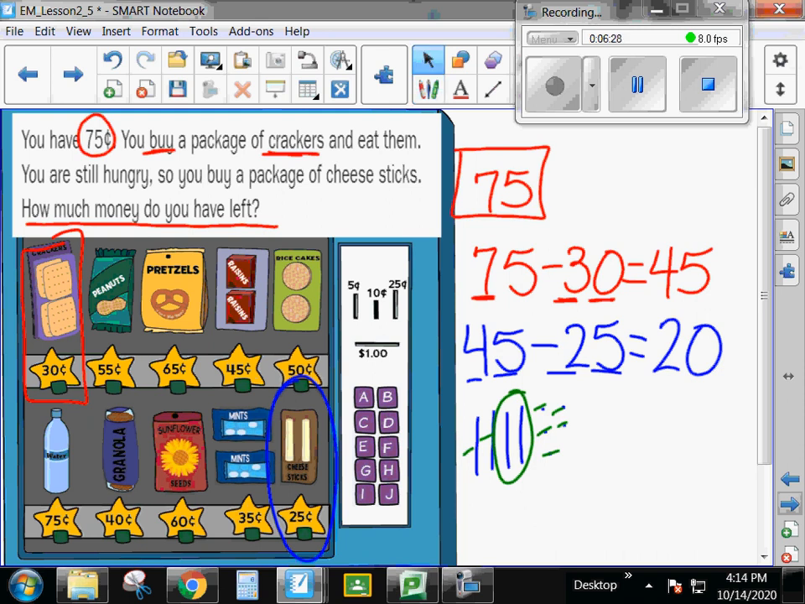But then I did 2 steps, so I'm going to have to write a number model for both of those steps. And that's what I'm going to be looking for. I'm going to be looking to see that you can write a number model for each of the steps that you do.